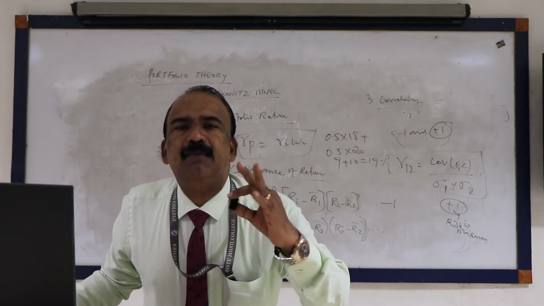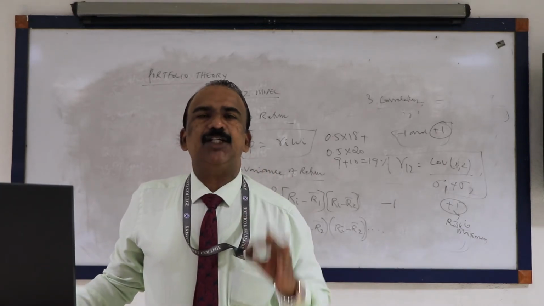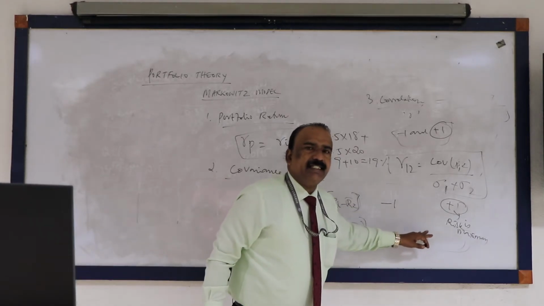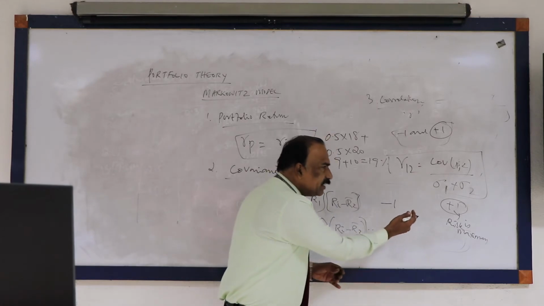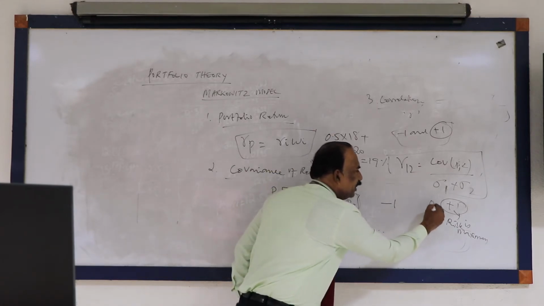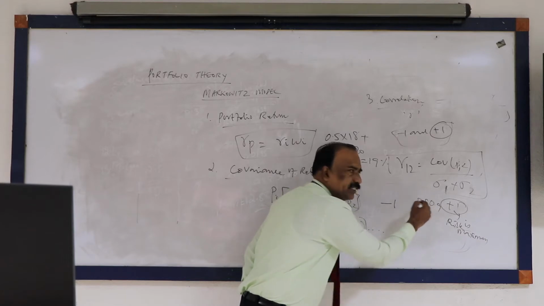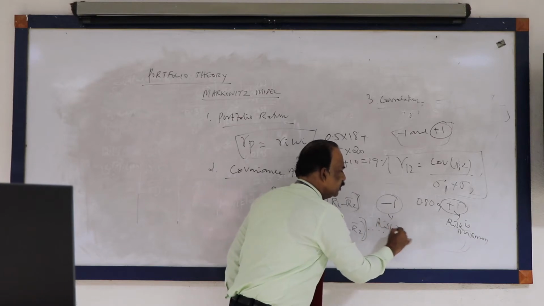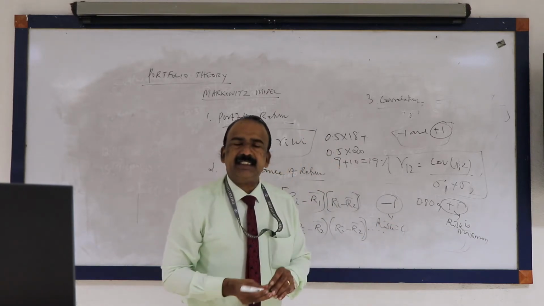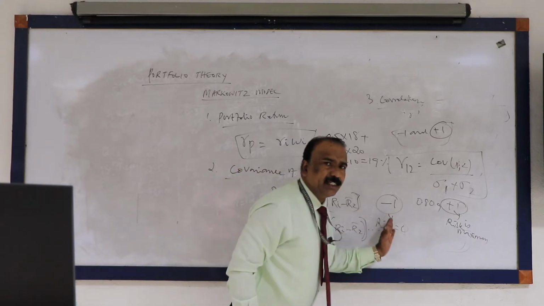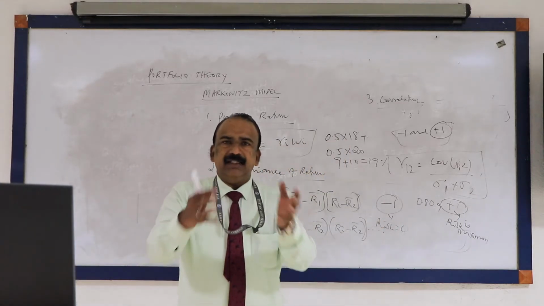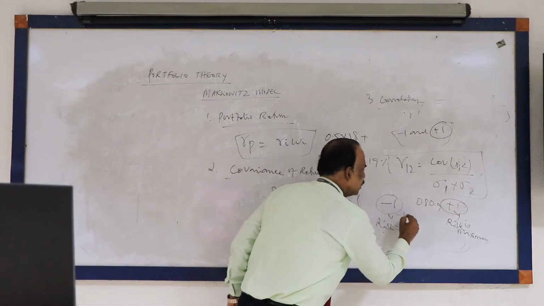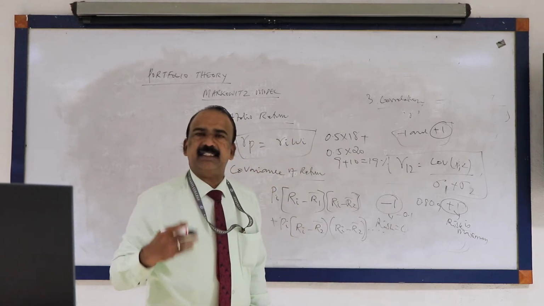Through diversification, risk cannot be minimized when it is plus one. If it is 0.9, the risk is reduced. At 0.8, the risk is reduced further. If it reaches minus one, the risk becomes zero. So the risk runs from minus one to plus one. If it is minus one, the risk is zero. At minus 0.1, the risk starts increasing.